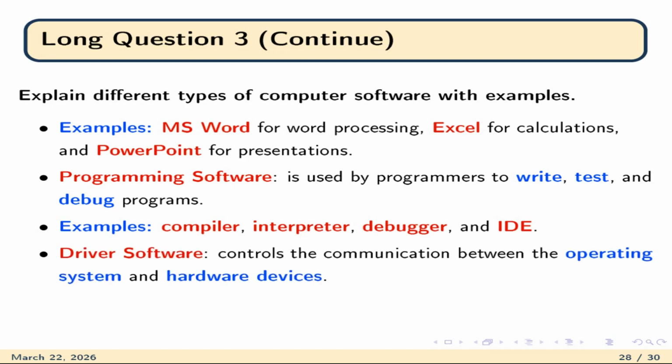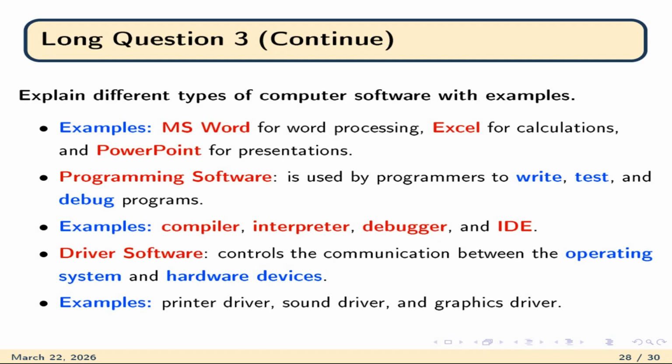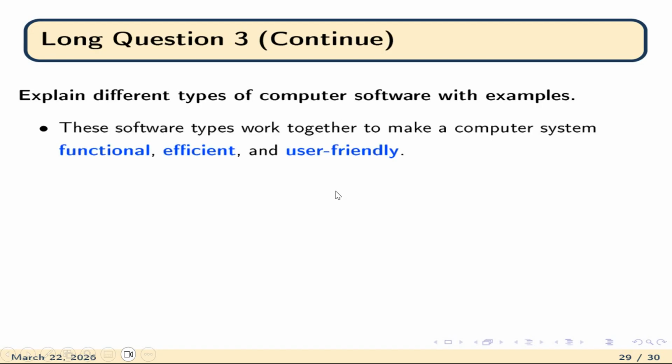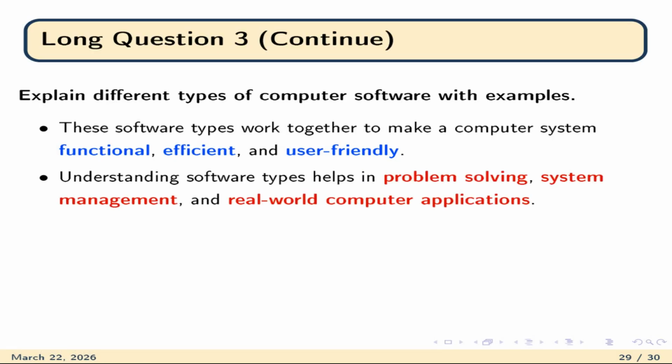Driver software controls the communication between the operating system and hardware devices. Examples: printer driver, sound driver, and graphics driver. These software types work together to make a computer system functional, efficient, and user-friendly. Understanding software types helps in problem solving, system management, and real-world computer applications.